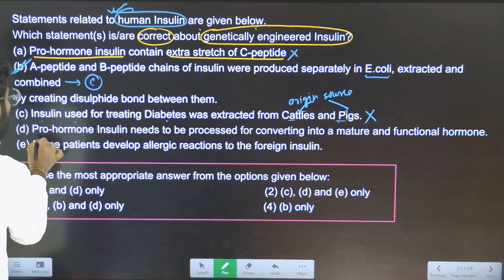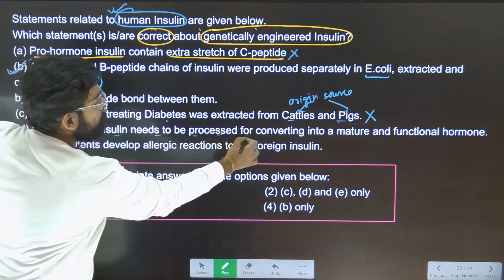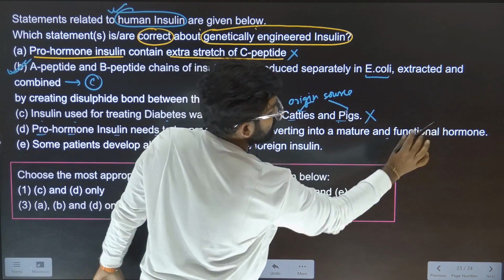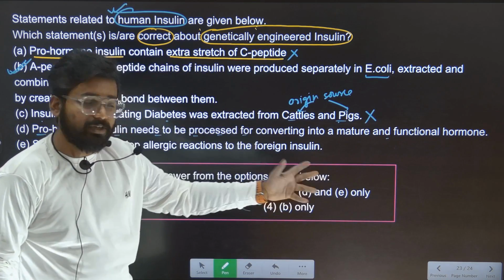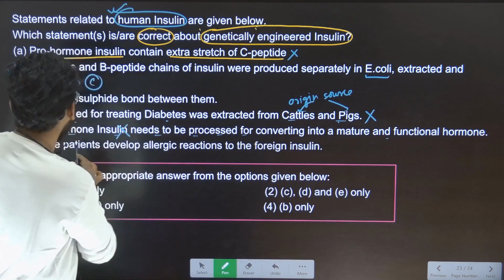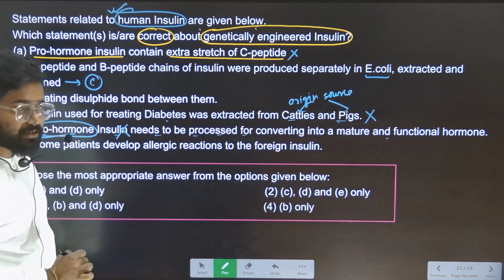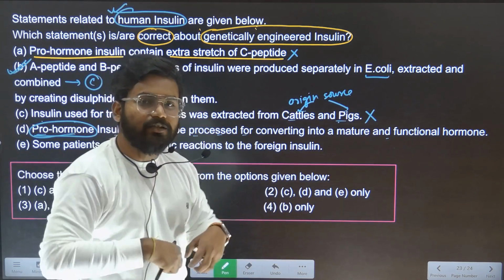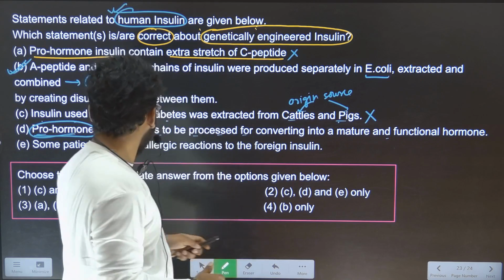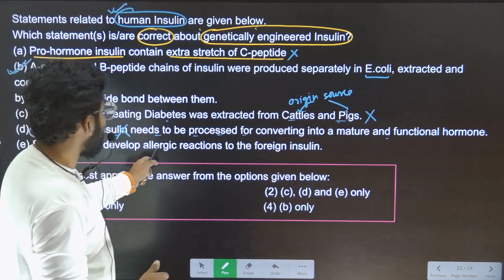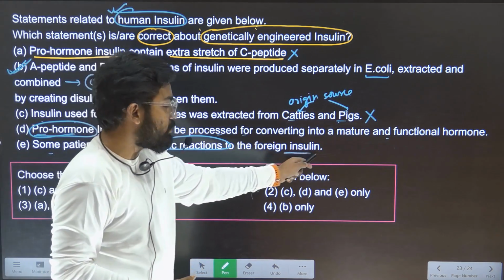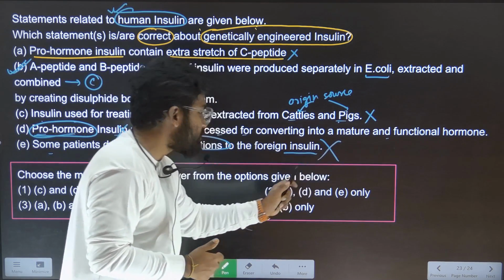Next, pro-hormone insulin needs to be processed for converting into mature and functional hormone. This statement is again correct, but again we don't mark it because pro-hormone, that is pro-insulin, is present in the body, not in genetically engineered form. Some patients develop an allergic reaction to foreign insulin. That is also correct, but not relevant to genetic engineering.